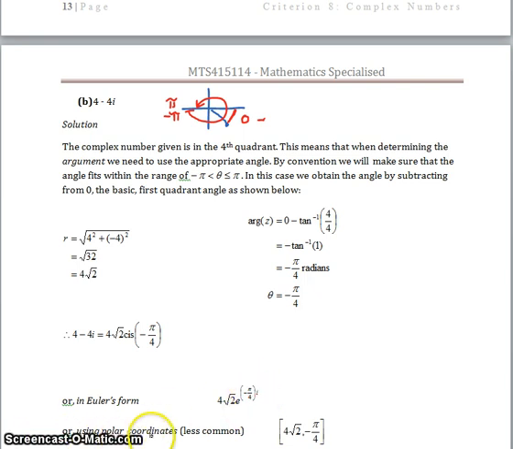Or we could use polar coordinates, which is less commonly used. Polar coordinates are written with square brackets rather than parentheses, so that it doesn't get confused with regular Cartesian coordinates, where we know that the first number is our modulus and the second number is our angle theta. 4 root 2 and negative pi on 4.